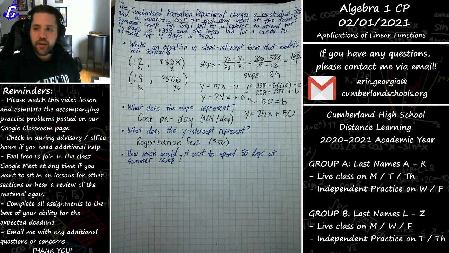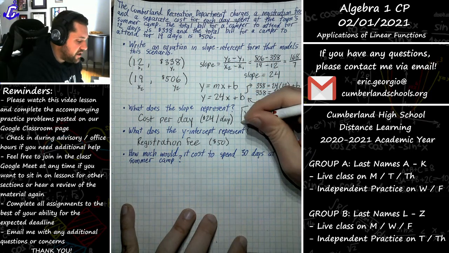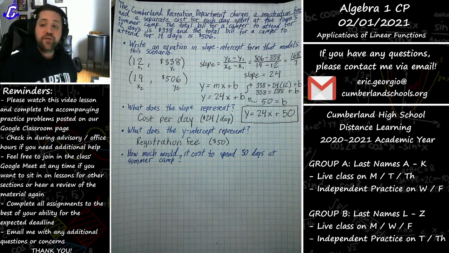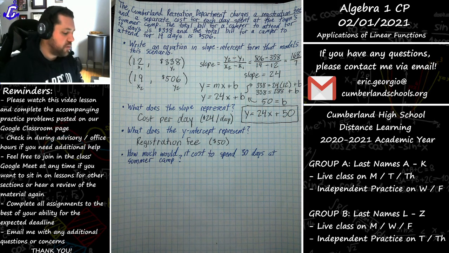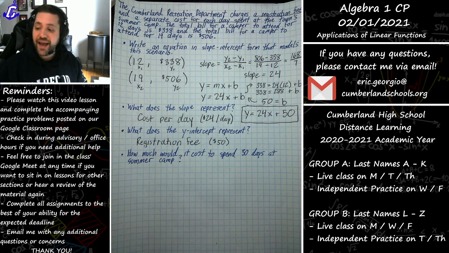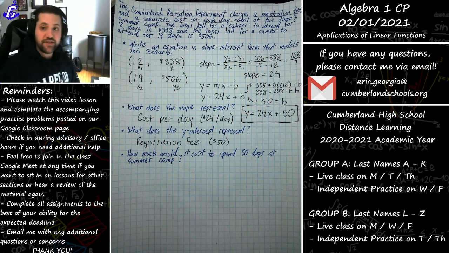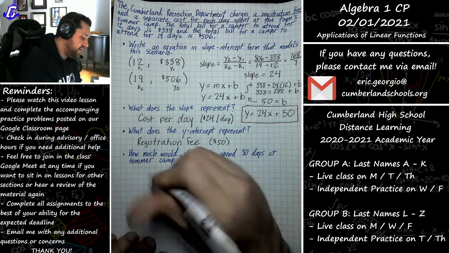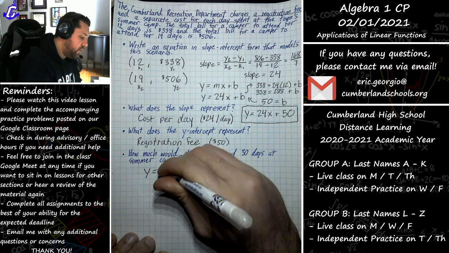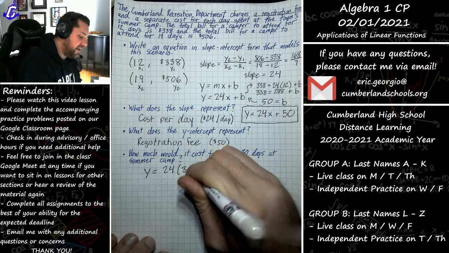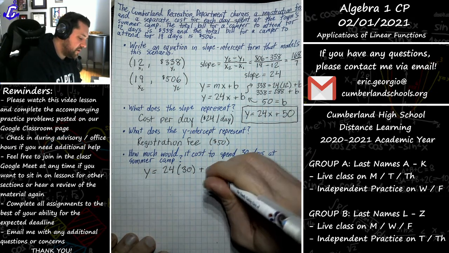All right. And now that we have our equation in the form of y equals mx plus b, we could use that equation to figure out a question like this. How much would it cost to spend 30 days at summer camp? Well, I have my equation here. X represents the number of days, so let's just plug that in and say, well, y should equal $24 per day times 30 days that I'm spending at camp plus $50.